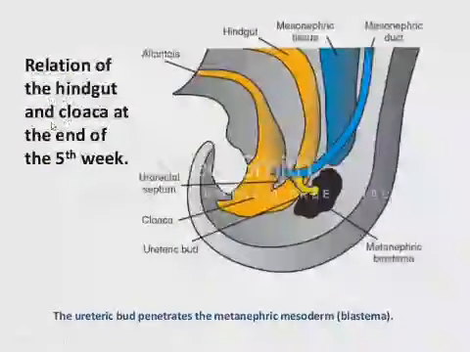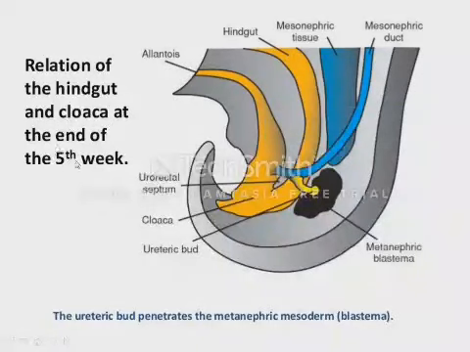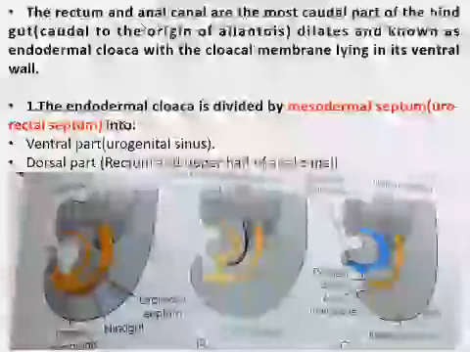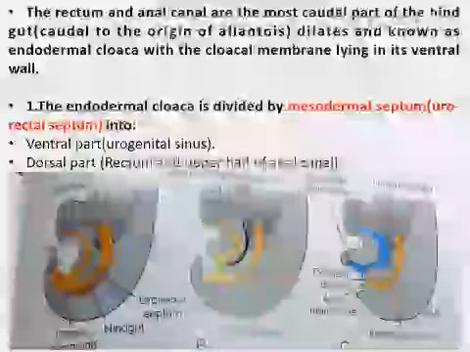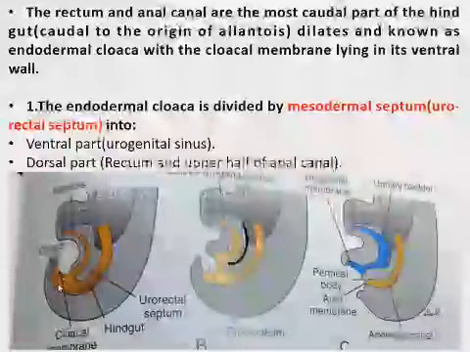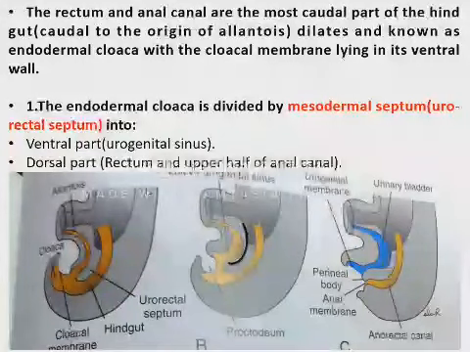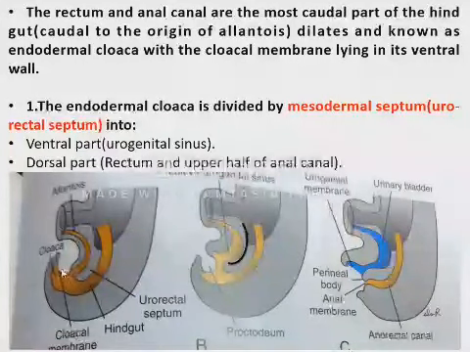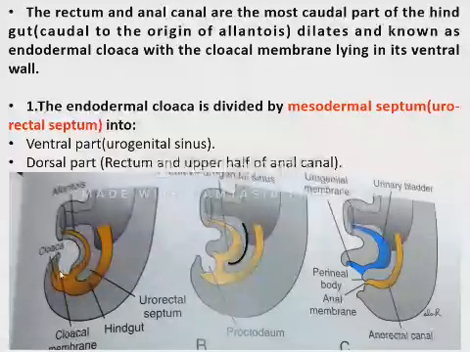The relation between the hindgut and cloaca at the end of the 5th week is shown in this figure. So this is the cloaca, which is the dilated end of the hindgut. This is the allantois, this is the mesonephric duct, and this is the hindgut. The rectum and anal canal are the most caudal part of the hindgut, caudal to the origin of the allantois. They dilate and are known as the endodermal cloaca, with the cloacal membrane lying in the ventral wall. So this is the endodermal cloaca, and this is the cloacal membrane.